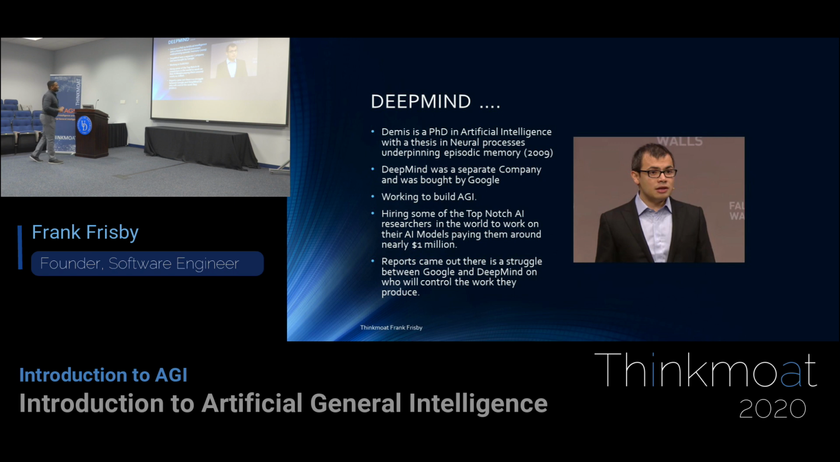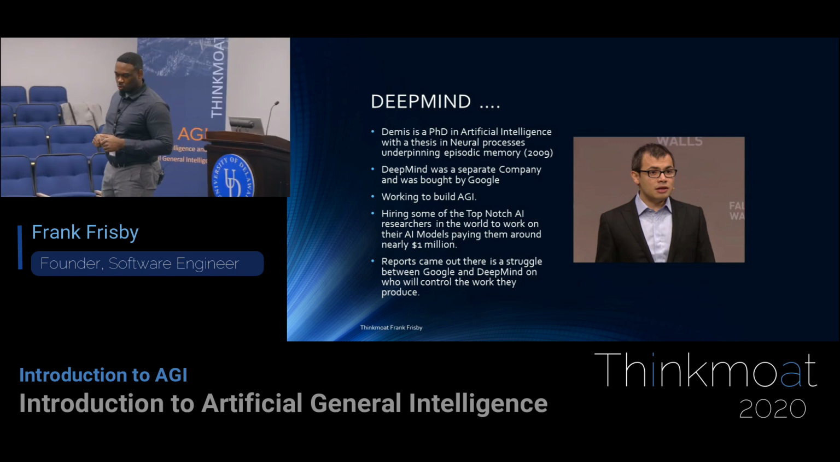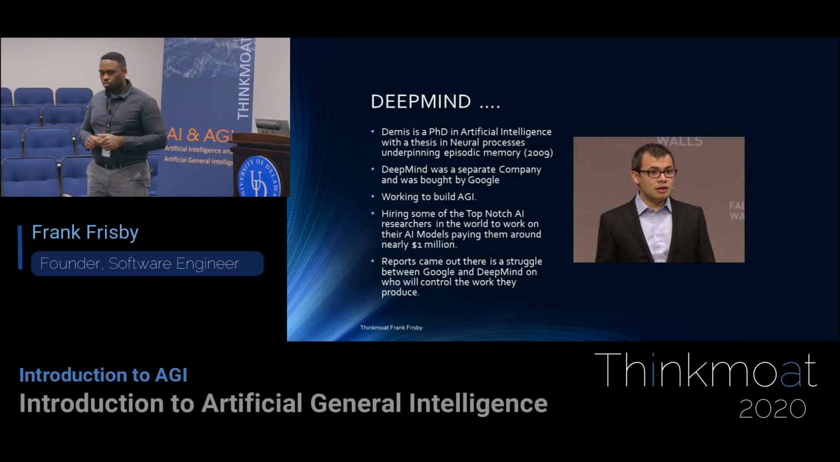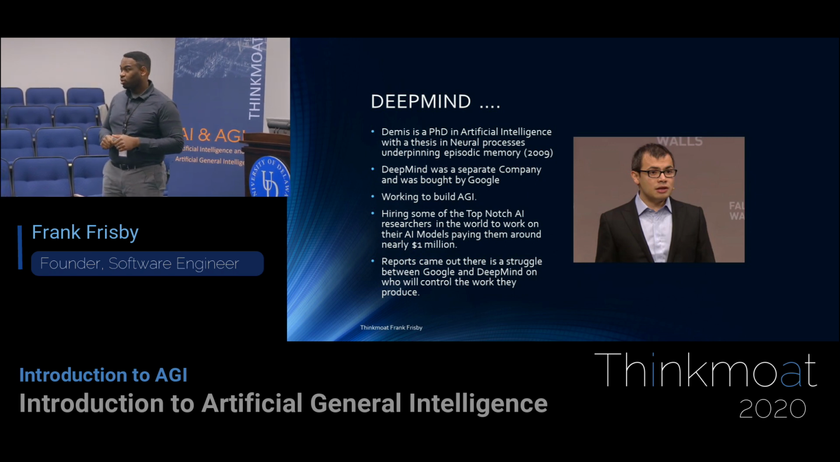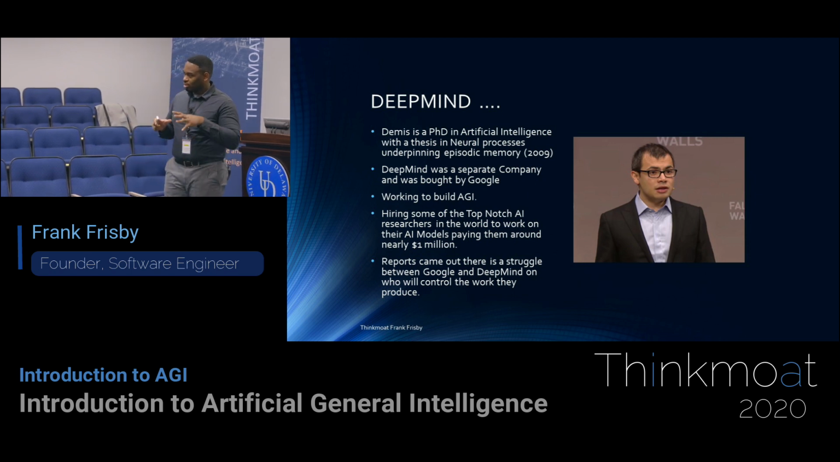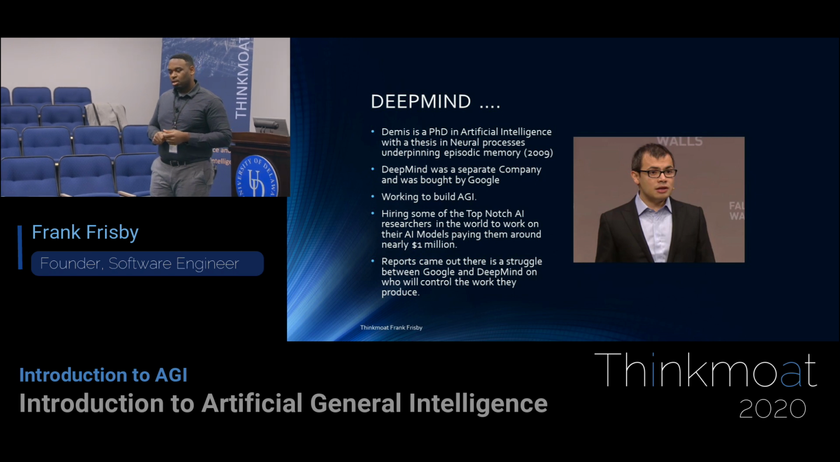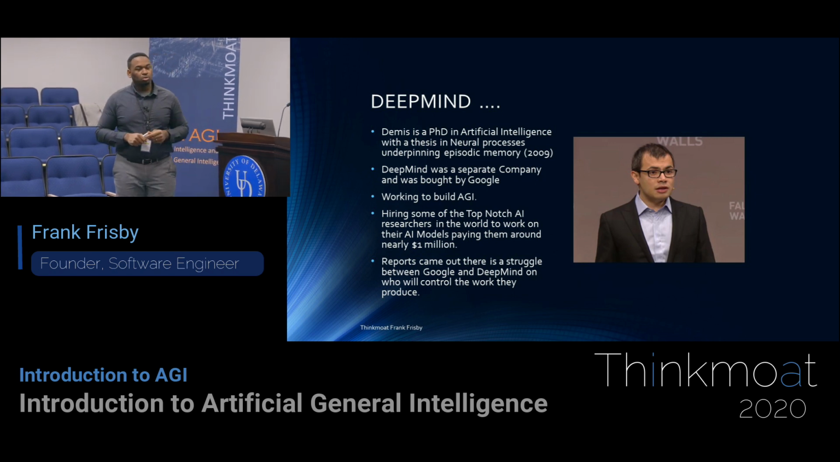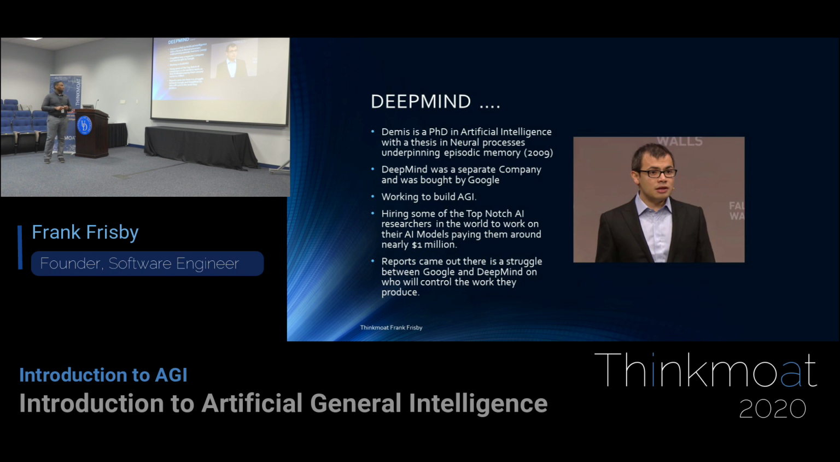So a little bit about this guy here. He is struggling with Google, because Google wants to own pretty much all the rights to what they make. Even though they do own them, he wants to separate out from Google, and anything they build on their own is kind of the property of DeepMind. But Google's like, no, that's ours. Whatever you build is ours. So they're struggling with that battle right now. But he has a PhD in artificial intelligence, and he has a thesis in neural processes and all that good stuff. Smart guy.